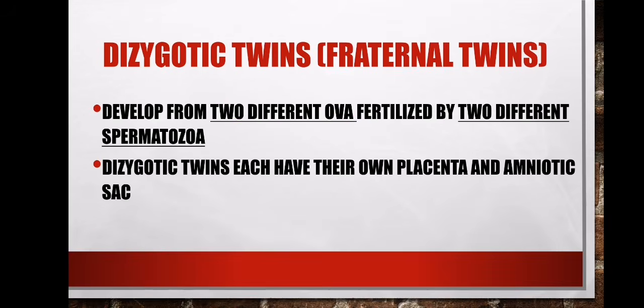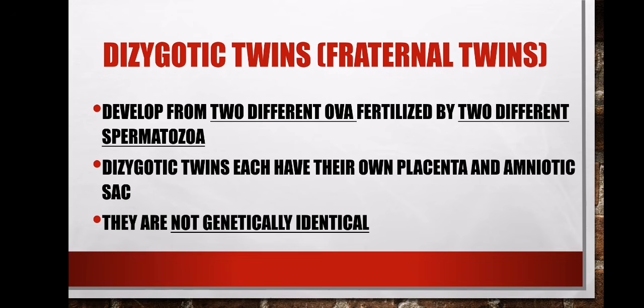The dizygotic twins each have their own placenta and amniotic sac. Okay, fine. They are not genetically identical. Why are they not genetically identical? It's because these two twins will come from different sperm cells. So these different sperm cells don't have the same genes. They have different genes. So as a result, when you look at the phenotype, they are different. The two twins come from two different sperm cells and two different egg cells.